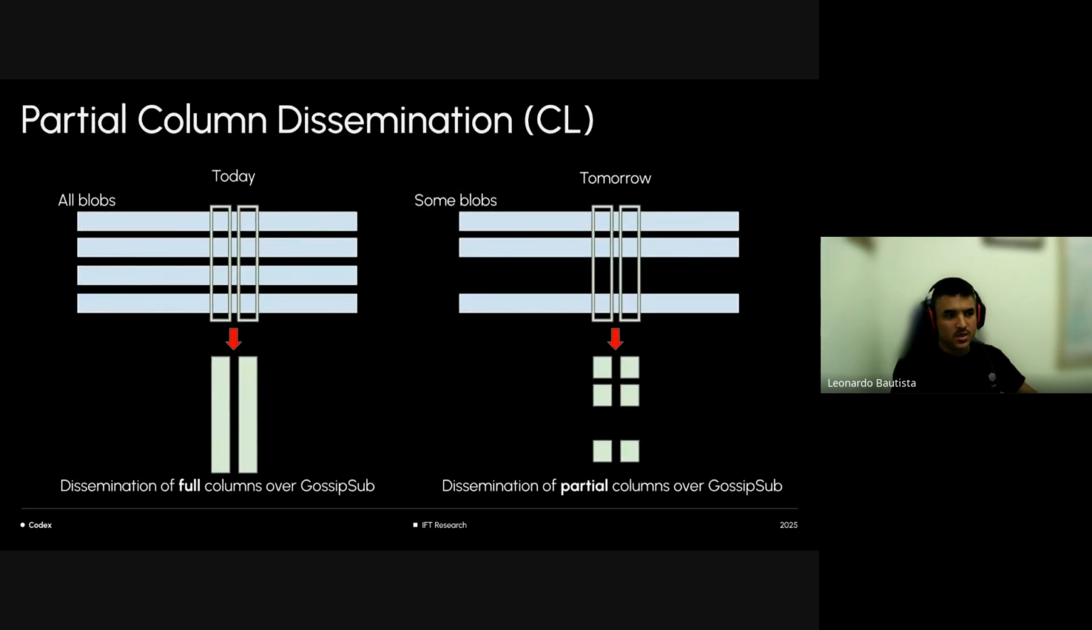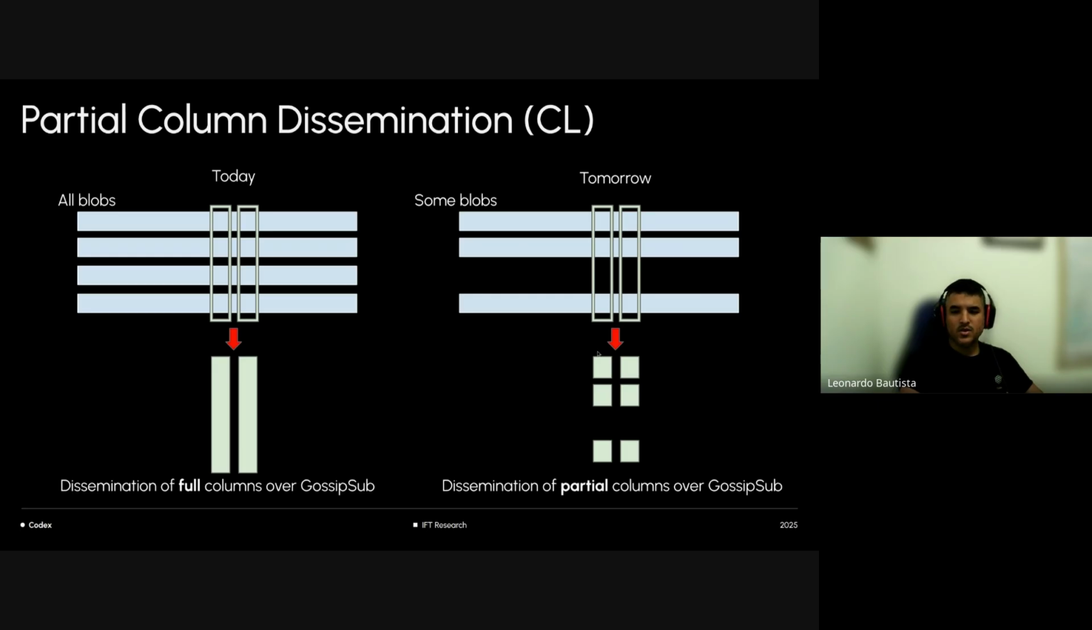Now, the second proposal that I want to present is partial column dissemination on the consensus layer. So what we have today, as I mentioned, is that you take all the blobs, then you take the column of all those blobs, and then you disseminate those columns, the full column, over gossipsub. Now, if you have a sharded blob mempool, then you will not have all the blobs for the block. Okay, so you will have some holes here, and that is fine. That is completely fine.